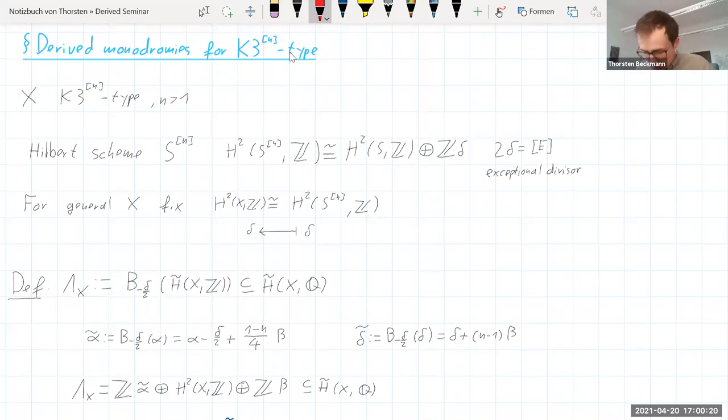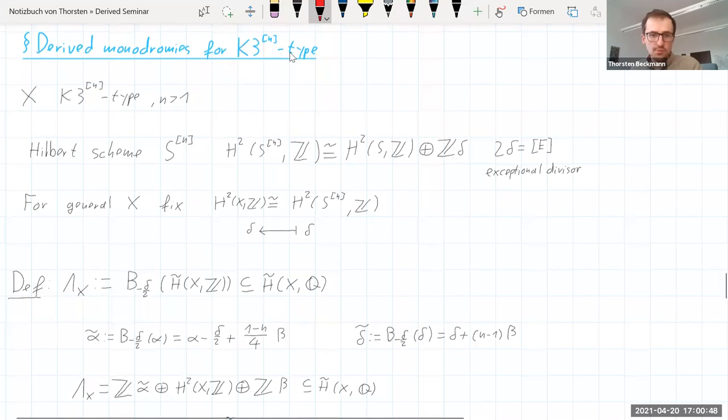And here below, there's an alternative description. Namely, I can define the element alpha tilde, which is the image of alpha under this isometry. So this is explicitly given by this element. And then this lattice is really just Z times alpha tilde, its Z-span, then the second integral cohomology, and that times the class beta. And that is an integral lattice. So it has a quadratic form coming from the inclusion in a Hodge structure.